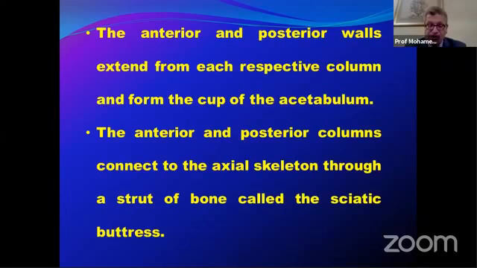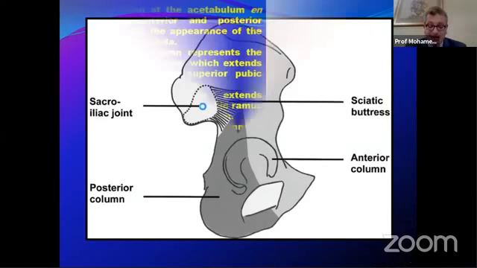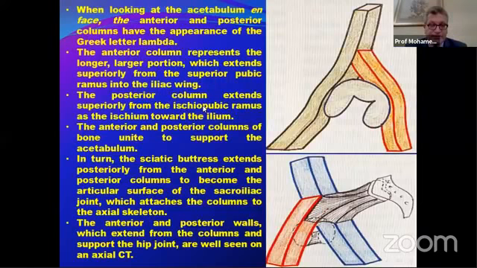The anterior and posterior columns connect to the axial skeleton through a strut of bone called the sciatic buttress. Here we have the anterior column, and here we have the posterior column. This is the anterior wall. This is the posterior wall. This is the sciatic buttress connecting both the anterior and posterior columns, and this is the sacroiliac joint.